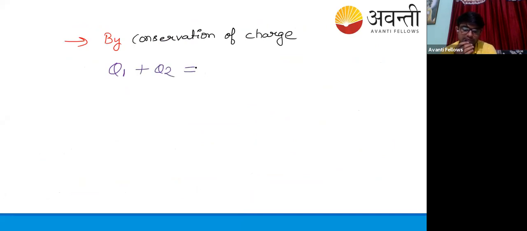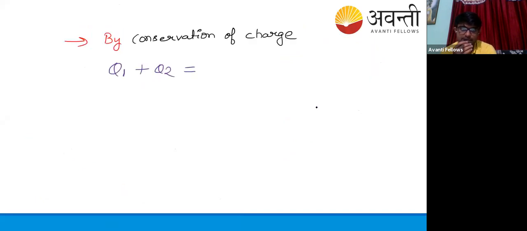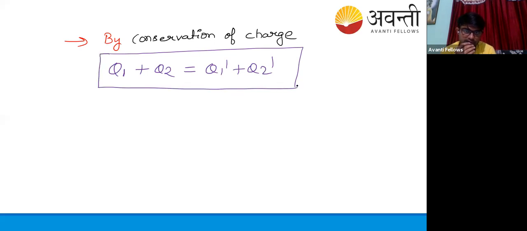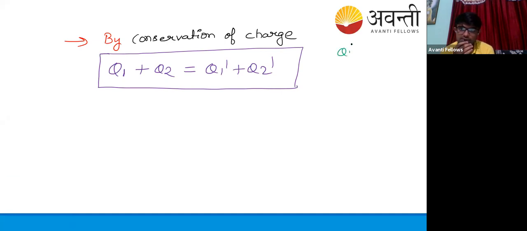Okay. And what is the final condition? The final condition is this, where the charges are Q1 dash and Q2 dash. And what we need to find out, students, is this: Q1 dash and Q2 dash. So let's start finding it out.